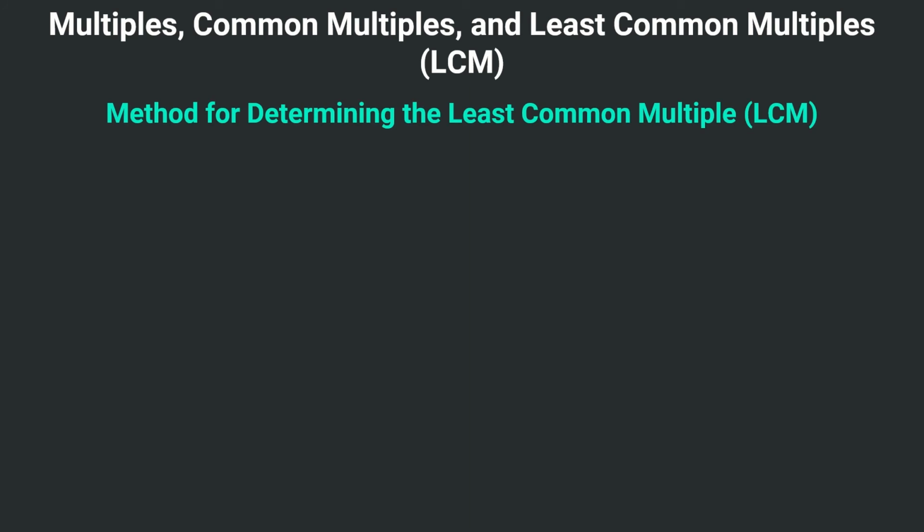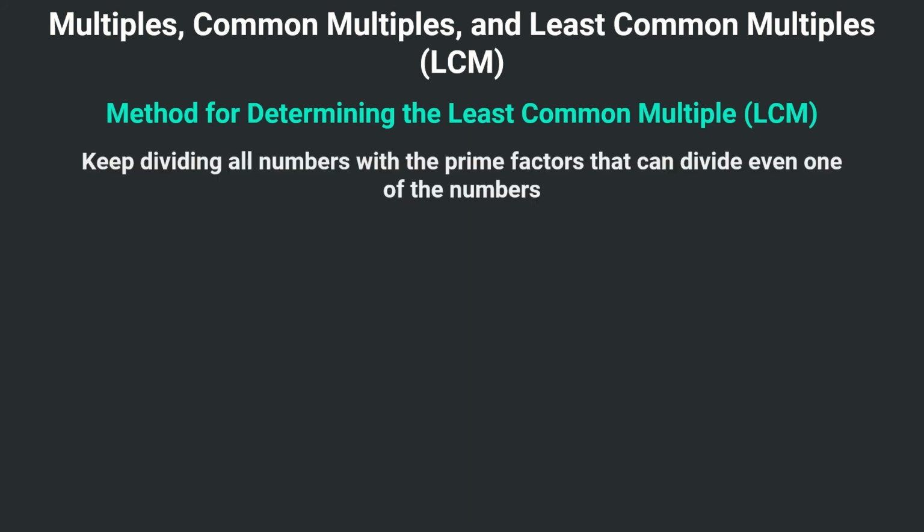So what is the method? The least common multiple can be determined by dividing all the numbers by the prime factors that can divide even one of the numbers. What does it mean? We will understand through our example. Our first example is 24 and 36. So we have to determine the LCM for 24 and 36.